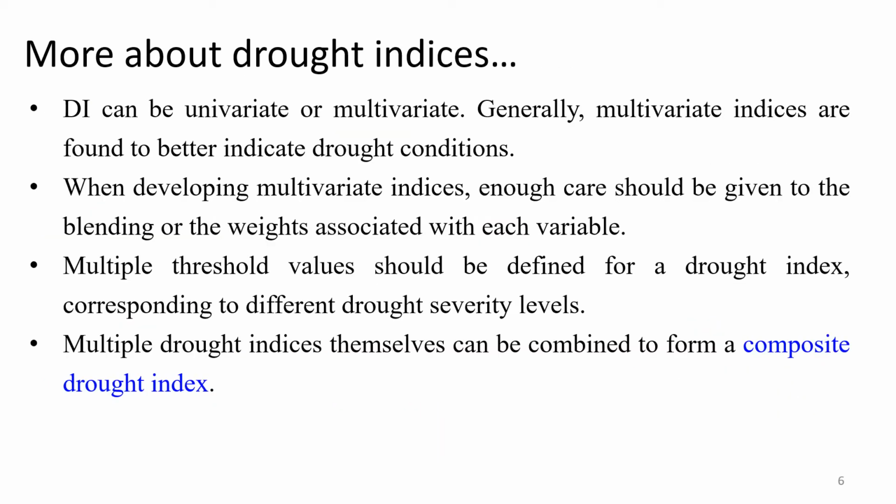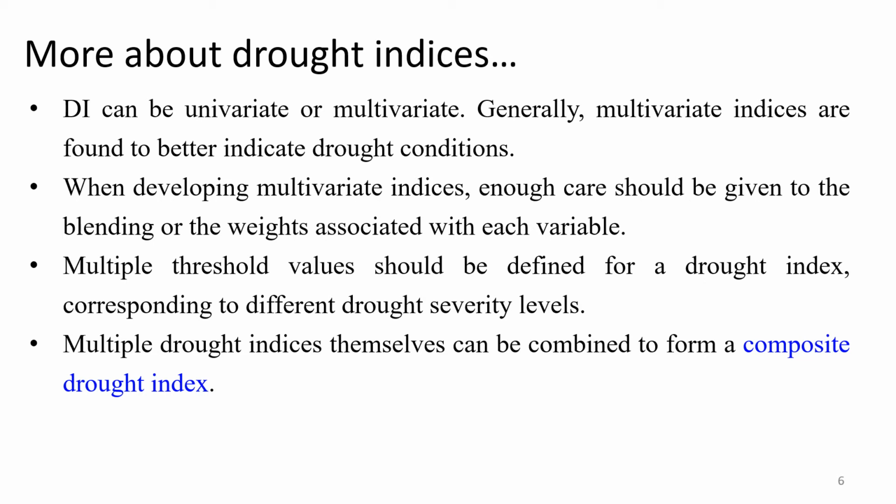Okay. So drought indices can be univariate or multivariate, as I said before, and in general multivariate indices are found to be better performing than univariate ones. That is, rather than using only one variable, if we combine multiple variables and create a drought index and use it for drought monitoring, generally such multivariate indices are found to perform better in identifying drought characteristics.